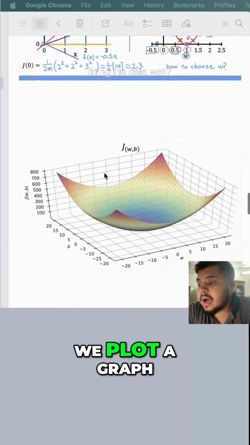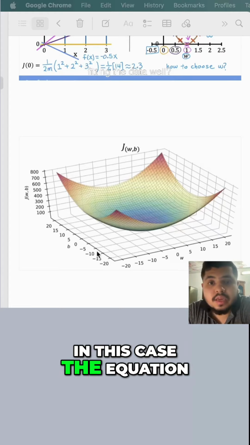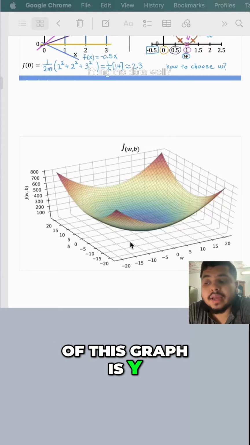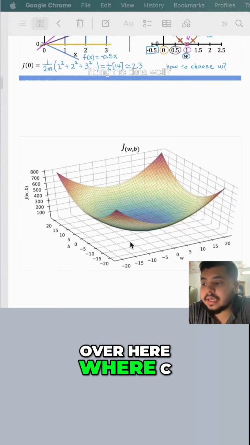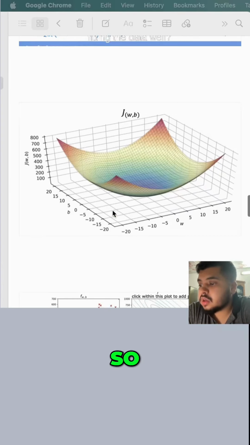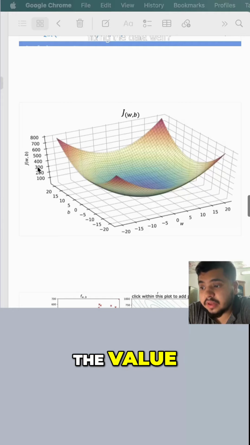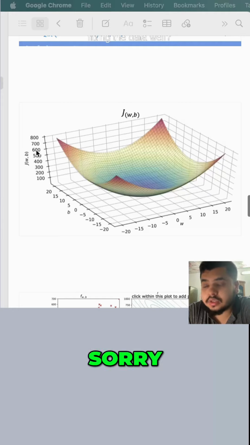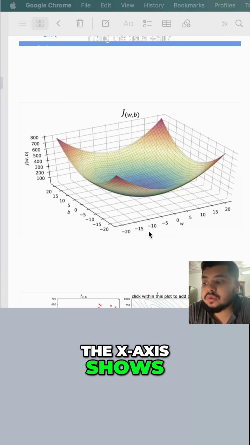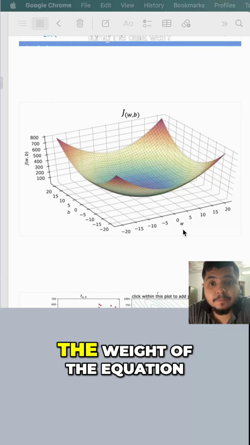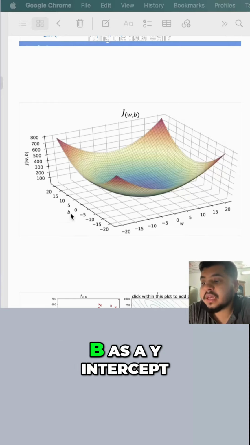So if we plot a graph of the cost function over here, in this case the equation of this graph is y equals wx plus b. W works as a gradient over here, whereas b is the y-intercept. So we have got the value of the cost function on the y-axis. Sorry, it's not the y-axis, it's the z-axis over here. The x-axis shows the w, which is the weight of the equation, or can be said as the gradient as well. And then we have got b as a y-intercept.